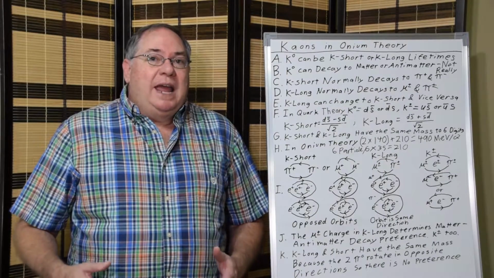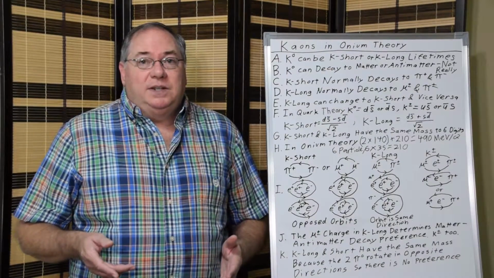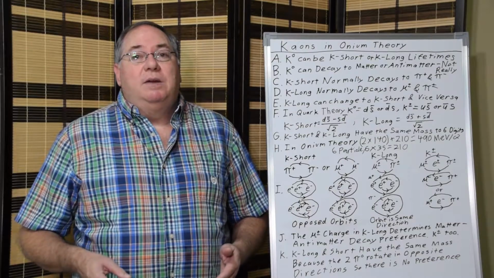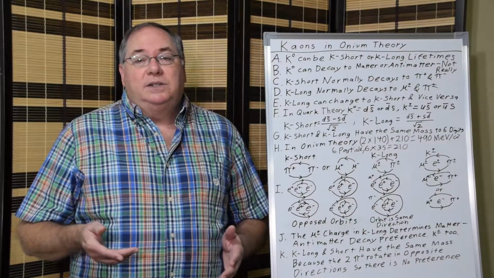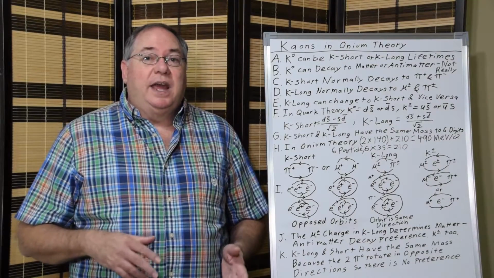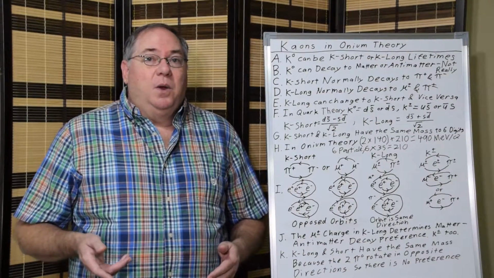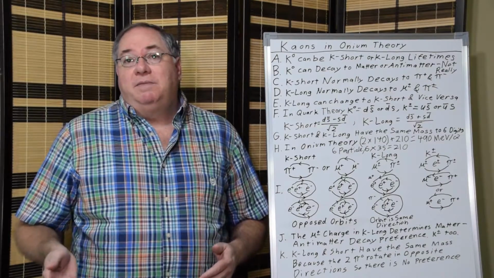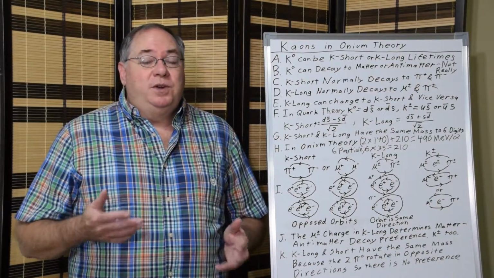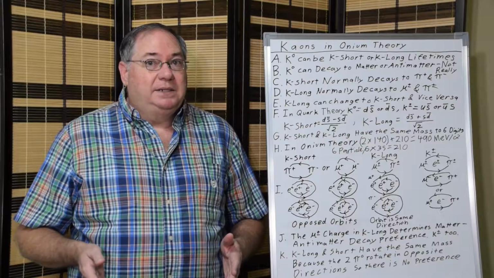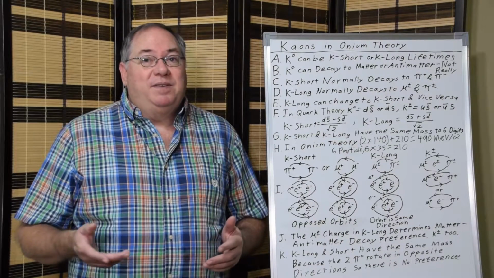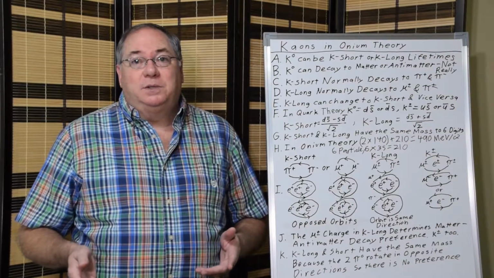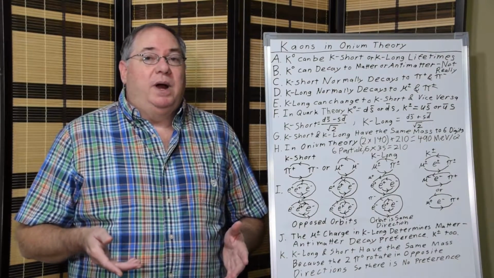And at first, kaons are a real challenge because they have some unusual properties. First, the K naught has two different types. It has a K short and K long, which are short and long lifetimes. So you have two different particles with the same mass and the same composition, but a different lifetime. So you have to be able to explain physically why that is.